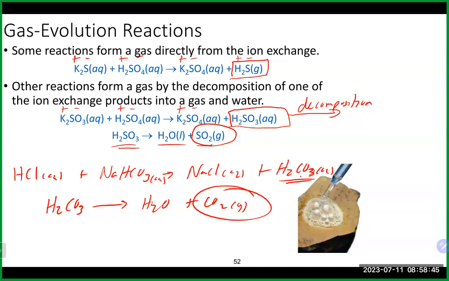So that happens a lot in our double displacement reactions, we get a product here. A lot of times it's some type of weak acid. Sometimes it will break apart and go through a decomposition reaction secondarily to the double displacement reaction and form that gas. Any questions on that there?